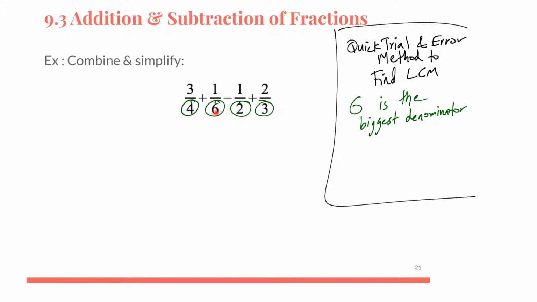So does 2 go into 6? Yes. Does 3 go into 6? Yes. But does 4 go into 6? No. So because we're getting a no from one of them, 6 is not the LCD. 6 is not the lowest common multiple.